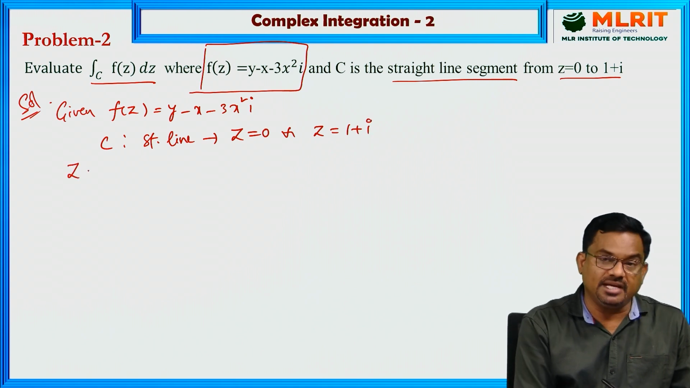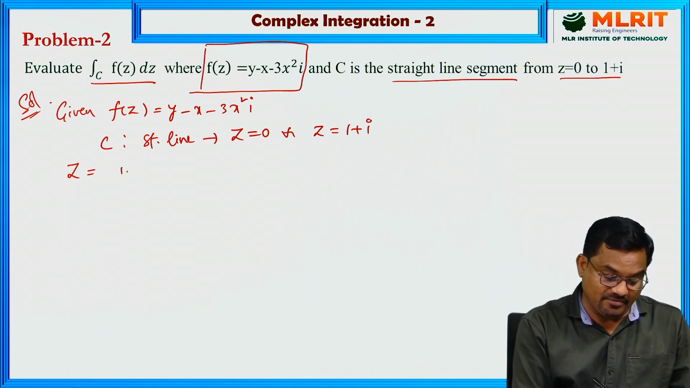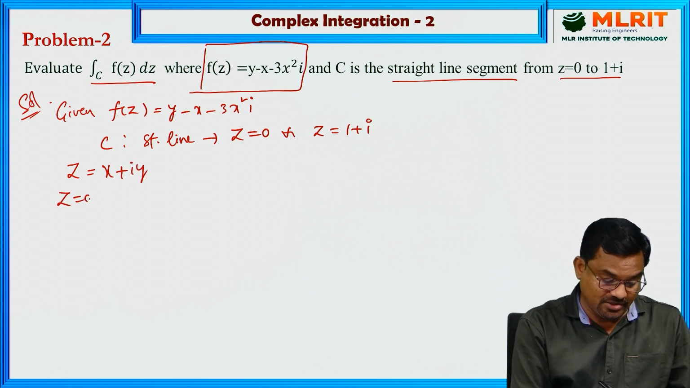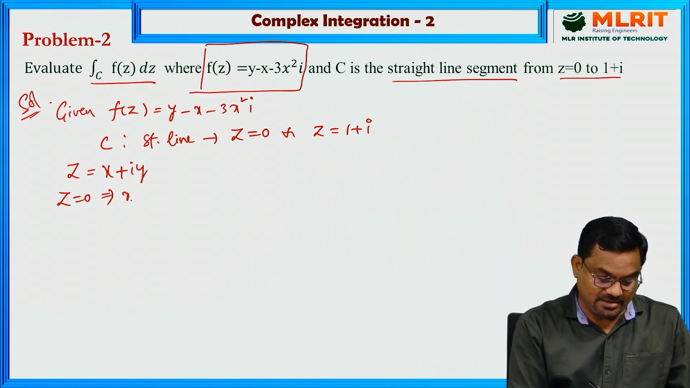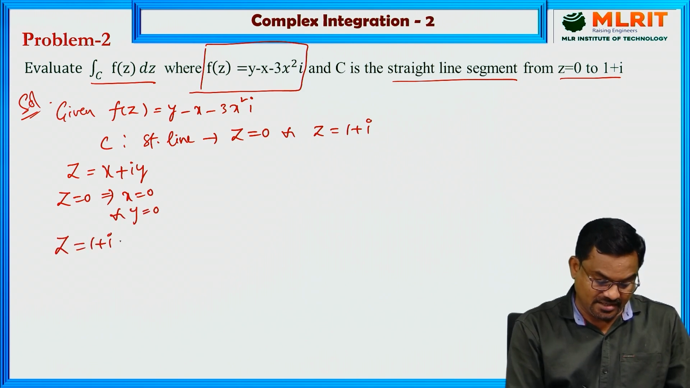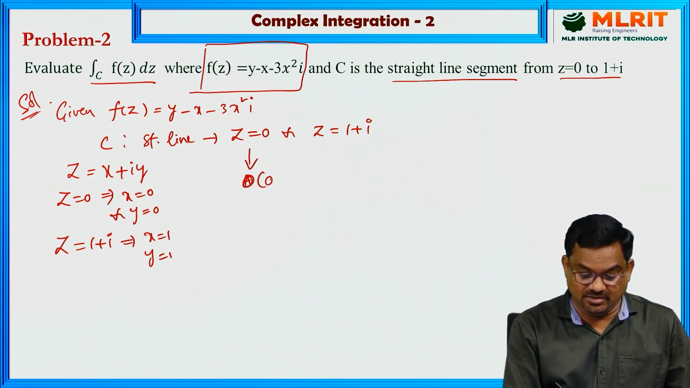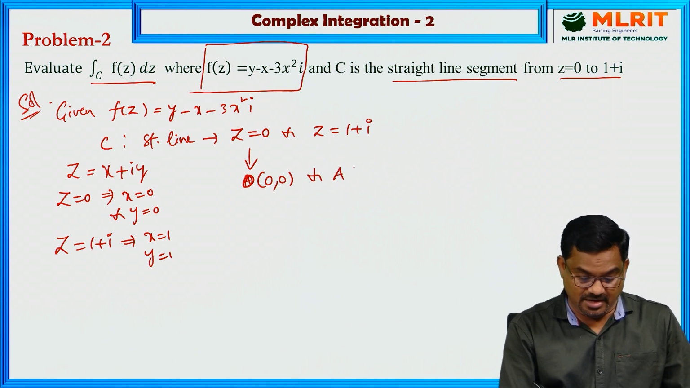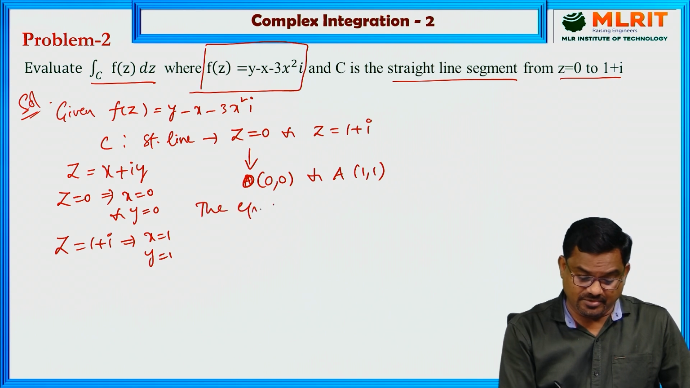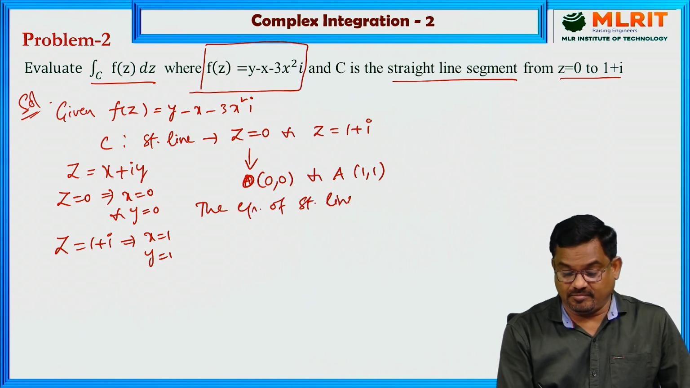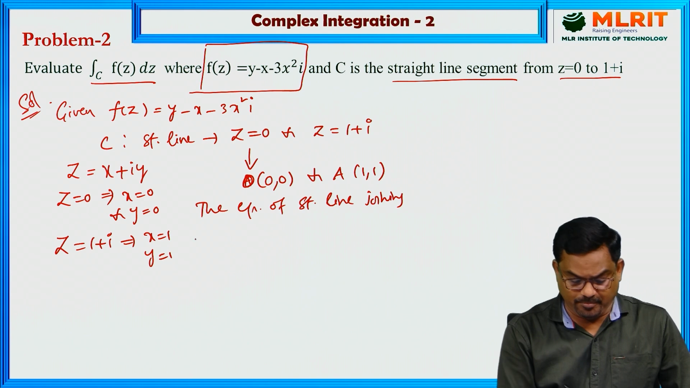We know that z is, what is z? x plus iy. z is in the form of x plus iy. So z equal to 0 means x equal to 0 and y equal to 0. Similarly, z equal to 1 plus i means x equal to 1, y equal to 1. So the points are 0, 0 and 1, 1. So we need to find the equation of the straight line joining the points.